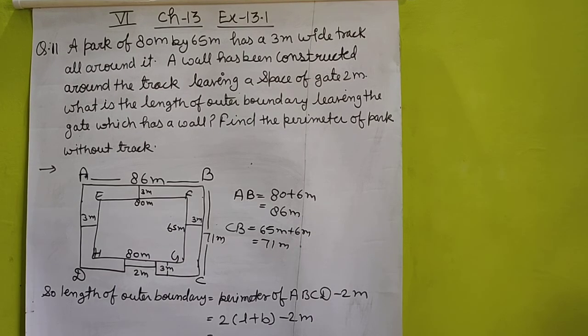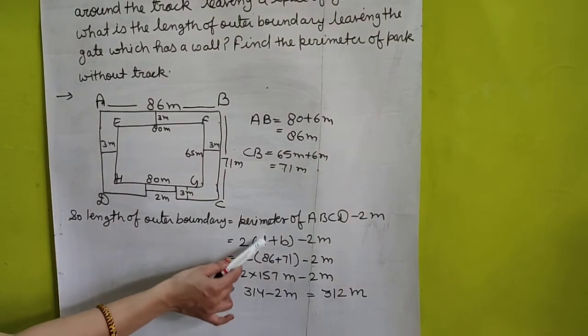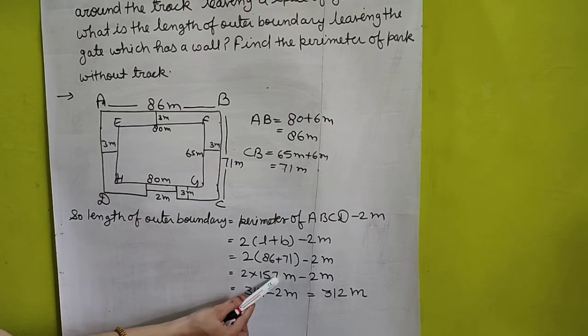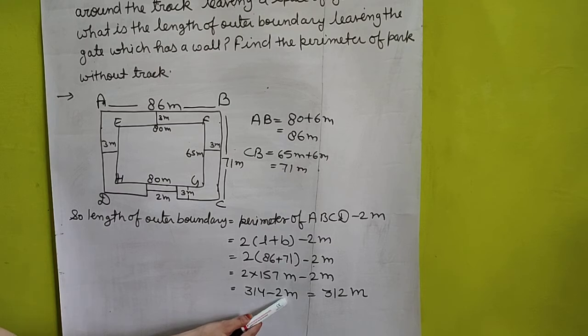Now, students, the length of the outer boundary will be the perimeter of ABCD minus 2 meter, because here there is no wall, as there is the entrance of the gate, so we have to subtract this 2 meter. So what will be the perimeter? 2 multiply length plus breadth, minus 2 meter. Now length is 86 and breadth is 71. We will write the values and calculate. 86 plus 71 is 157, multiplied by 2. When you multiply, it will be 314 minus 2 meter. So the length of the outer boundary, students, will be 312 meter.